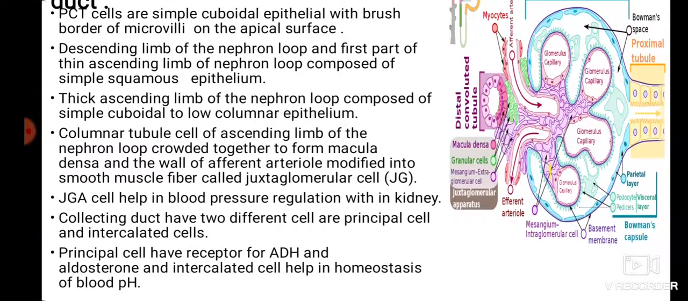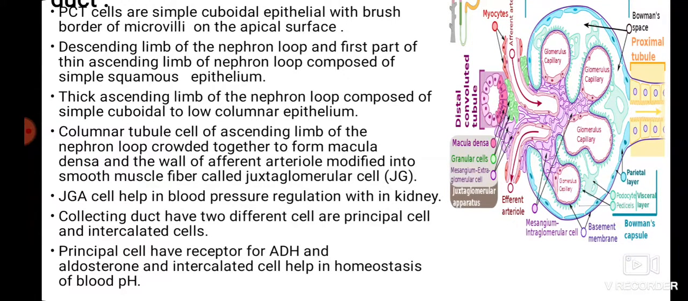The collecting duct has two different cells. One is the principal cell, and another is the intercalated cell. These are also simple cuboidal cells, but they are divided into two types: the principal cell and the intercalated cell.